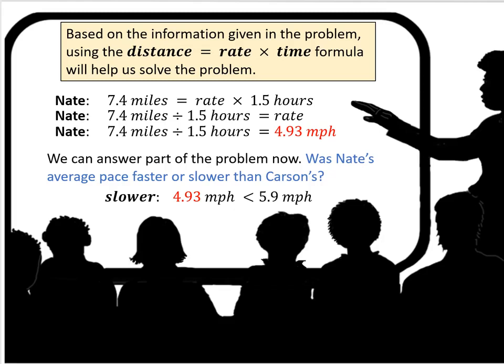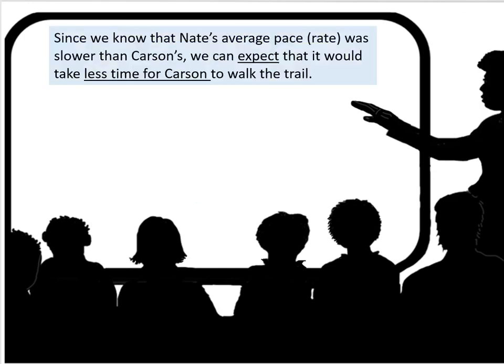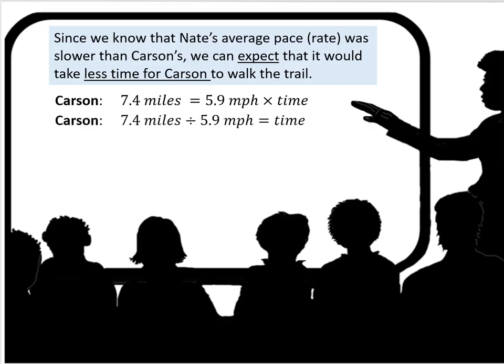We can answer part of the problem now. Was Nate's average pace faster or slower than Carson's? Well, remember, we already know Carson's pace because that's in the problem. So Nate's was slower, 4.93 miles per hour. Now, based on a slower rate, you would say then that it probably took him longer. Since we know that Nate's average pace, his rate, was slower than Carson's, we can expect that it would take less time for Carson to walk the trail.